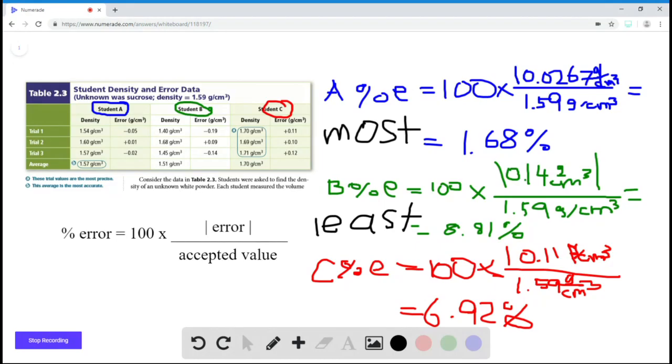And if you look back at the original data, you can see that student A's errors are all relatively small, 0.05, 0.01, 0.02, versus student B, which has 0.19, 0.09, 0.14. And so you can see that student A is the most accurate, student B is the least accurate, and student C is somewhere in the middle, but nowhere near as accurate as student A.